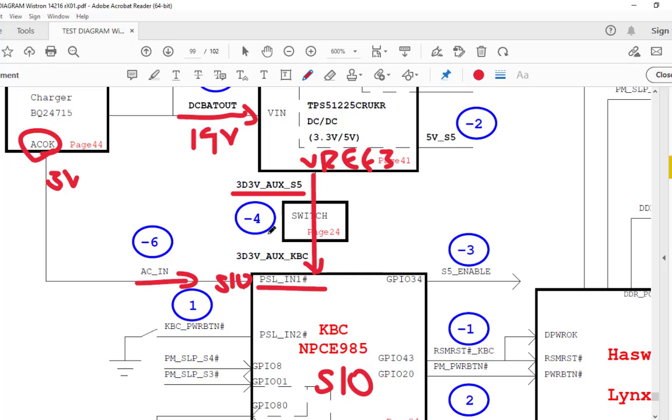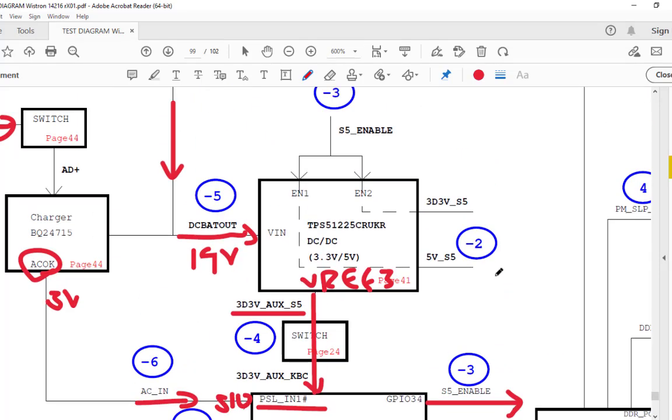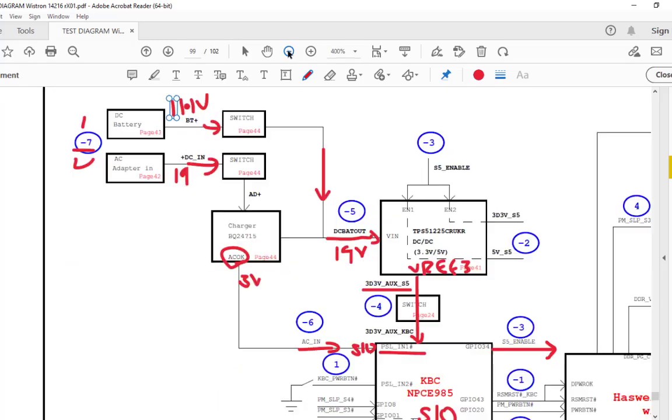After step number -4 comes step number -3. Here you go like this: -5, -7, -6, -5, -4, and then -3. As soon as the SIO gets this power, the AC signal and the ECU reset, and if the bias is okay, the SIO will generate one more signal, the S5 enable signal, step -3. This signal is going to the 3 volt and 5 volt section and enables it. So with S5 enable, you have to check the 3 volt here.